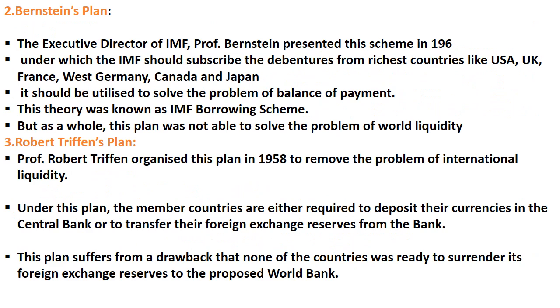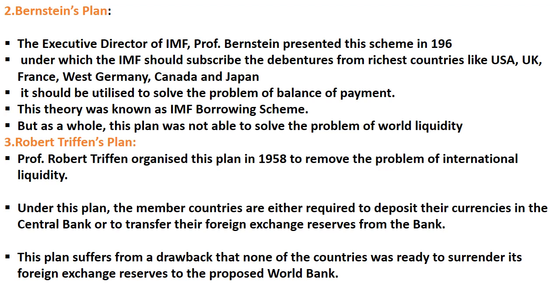Now for the second proposal, that is known as the Bernstein plan. Bernstein was an executive director of IMF, and according to him, 96 countries that are under IMF should subscribe to the debentures from rich countries like USA, UK, France, West Germany, Canada and Japan. That was his proposal. It should be utilized for solving the problem of balance of payment. This was known as the IMF borrowing scheme, but as a whole this plan was not able to solve the problem of world liquidity.